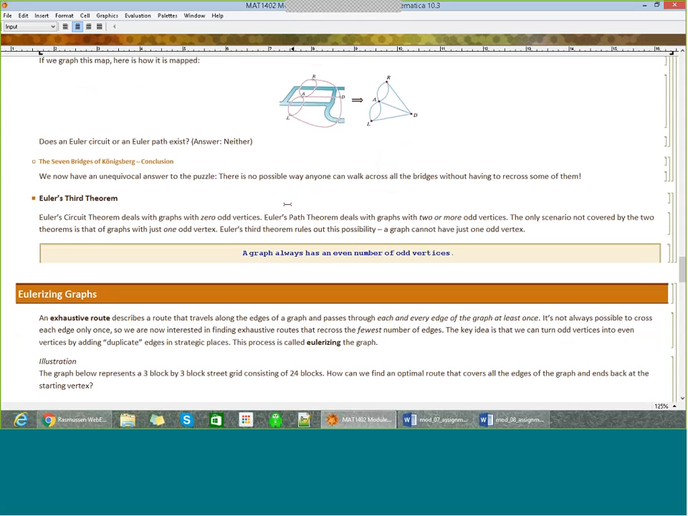The last theorem says the following, but before we get there: the Euler circuit theorem deals with zero odd vertices. The Euler path theorem deals with exactly two odd vertices. So the only scenario not covered by the two preceding theorems is the case where the graph has only one odd vertex. It cannot happen. A graph always has an even number of odd vertices. You just cannot draw a graph with just one odd vertex. There's going to be an open vertex somewhere, so it's just not physically possible. So now you know Euler's three theorems.